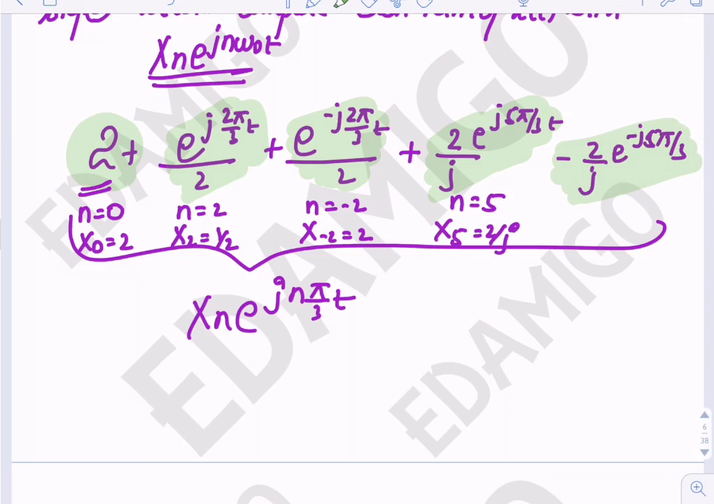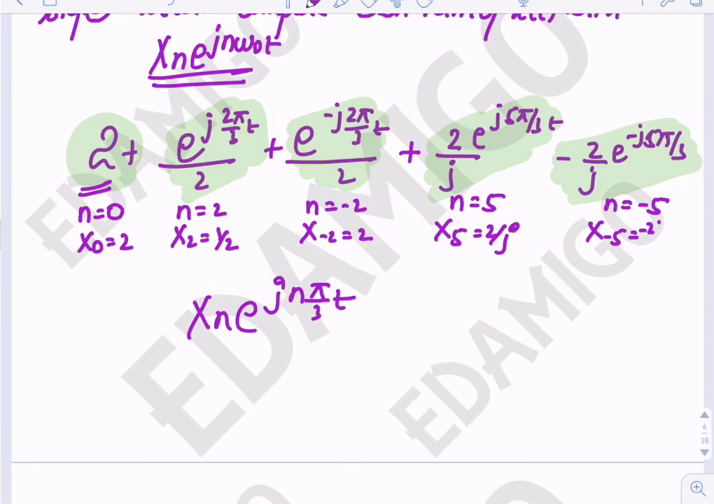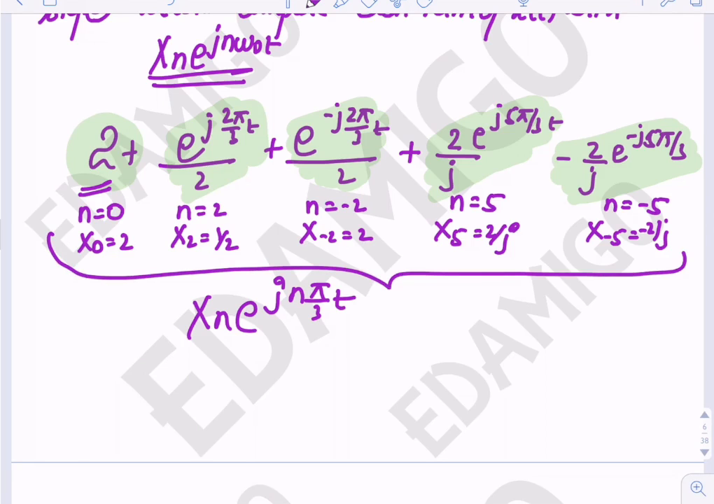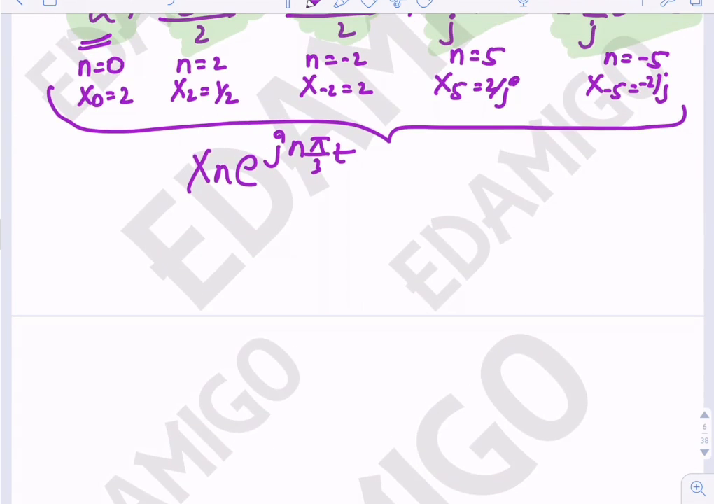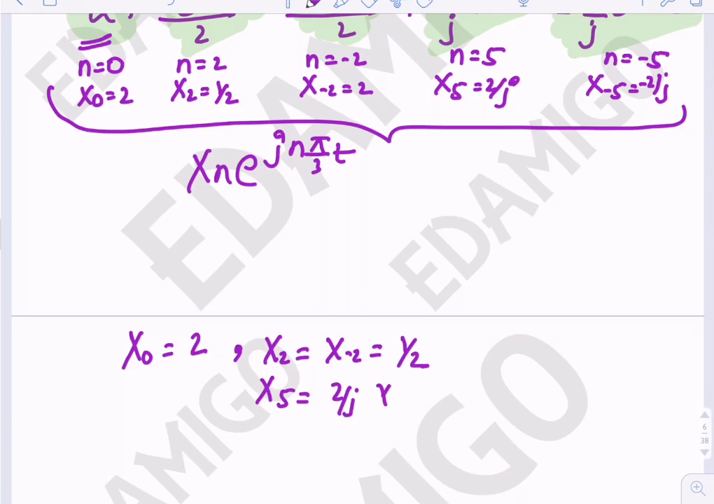Here we can see that n is equal to minus 5, x of minus 5 is equal to minus 2 upon j. So this is the result. So we can say that x0 is equal to 2, x of minus 2 is equal to 1 upon 2, x of 5 is equal to 2 upon j, x of minus 5 is equal to minus 2 upon j.